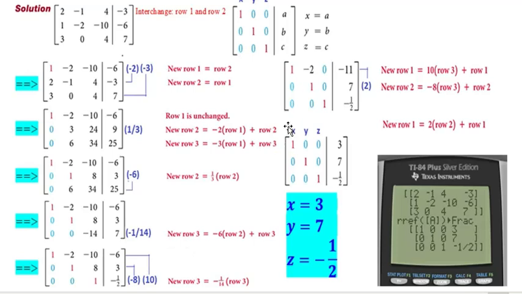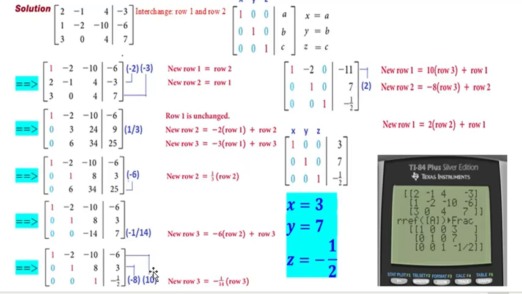And that is 0, 0, 1. You keep row number 3 as it is. 0, 0, 1, minus half. Then minus 8 times 0 is 0. 0 plus 0 is 0. Minus 8 times 0 is 0. 0 plus 1 is 1. Minus 8 times 1 is minus 8. Minus 8 plus 8 is 0. Minus 8 times minus half is 4. 4 plus 3 is 7.